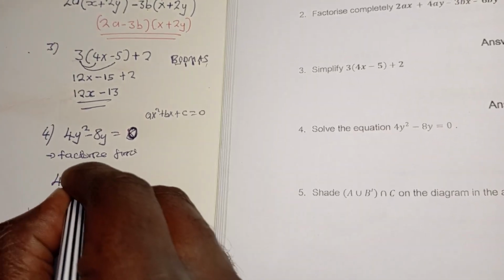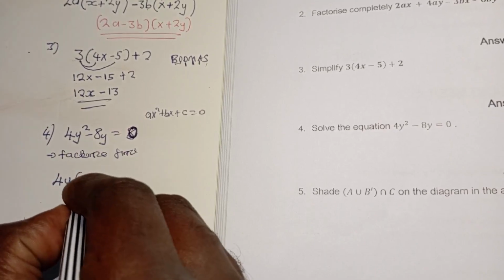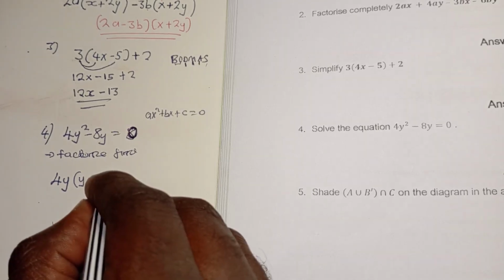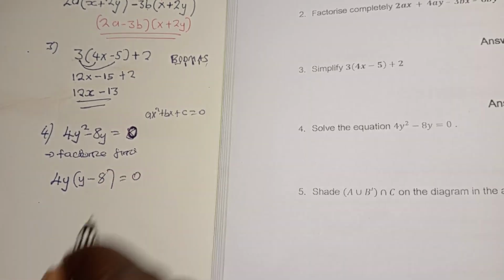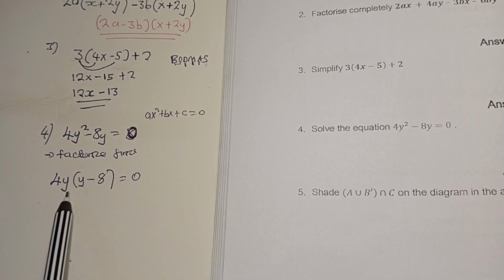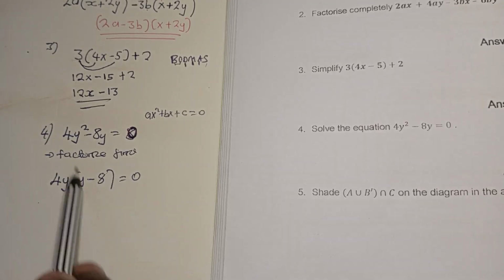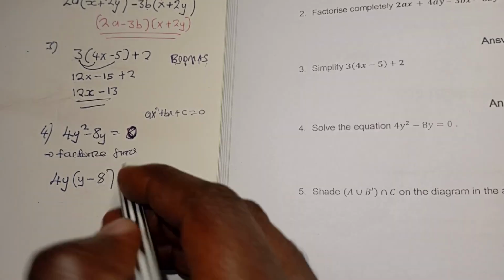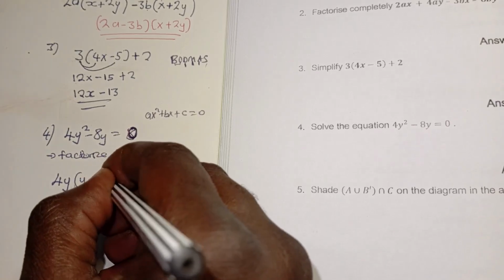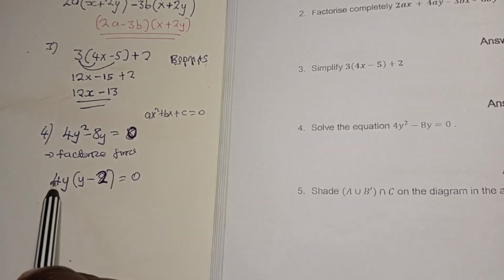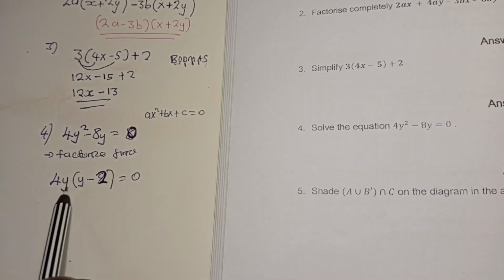4y is common. Then what remains here? You have 1y will remain minus what? 8 equal to 0. So in such a way that when you multiply this, you should go back to this. 4y times y squared times y to be 4y squared. 4y times 8, sorry, this one is supposed to be 2. Yeah, okay, wonderful. So it's good to proof check. This one's supposed to be 2 because 4 into 8 is 2y. So 4y times 2, it is simply 2.